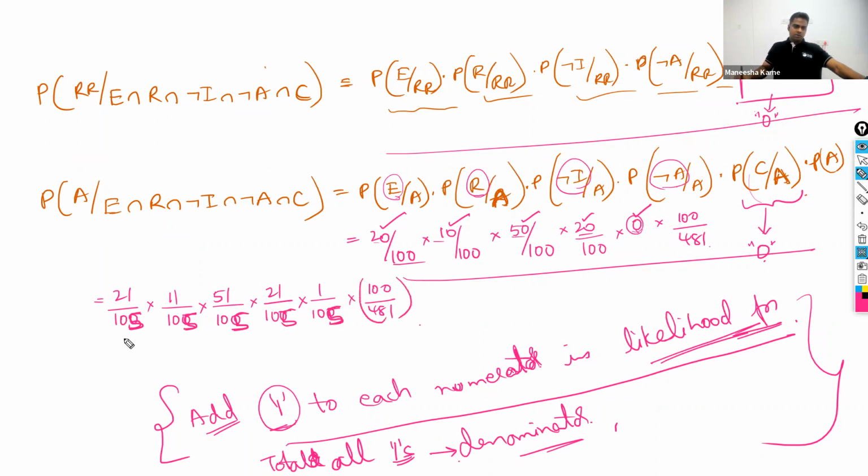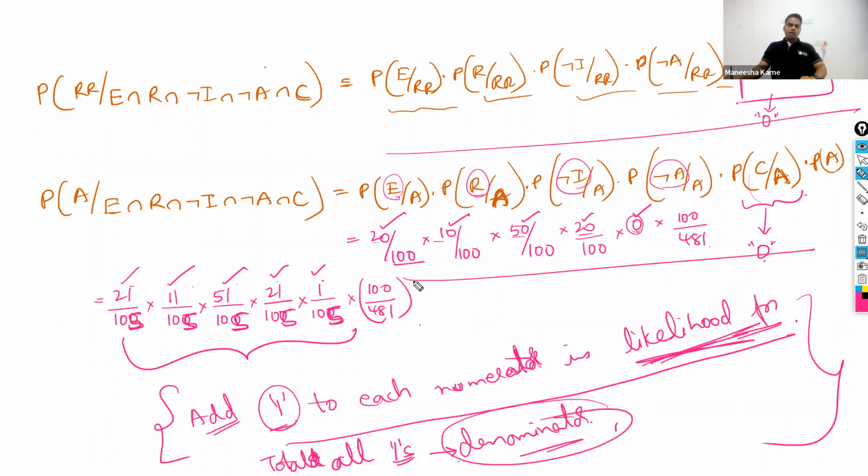You won't touch this. Only to the likelihood functions, you add 1 to the numerators. And however many ones you are adding, here you are adding 1, 1, 1, 1, 1. 5 ones you are adding. That is nothing but 5. So the denominator should contain 5 more. Originally it is 100. You put 105. Okay. This is how the Laplace estimator works. The same goes with this also.